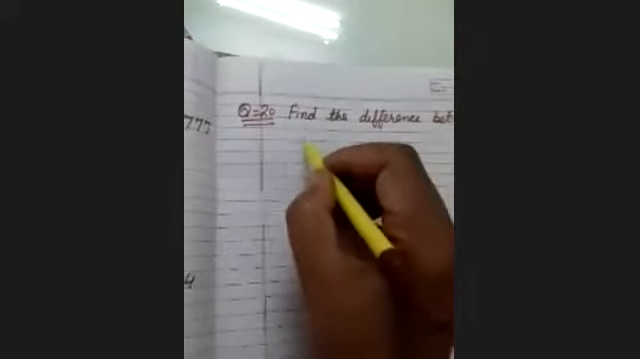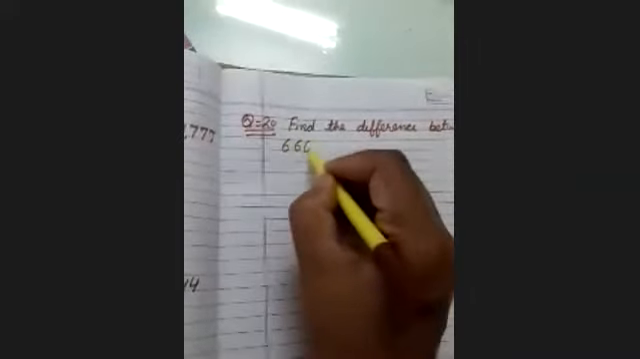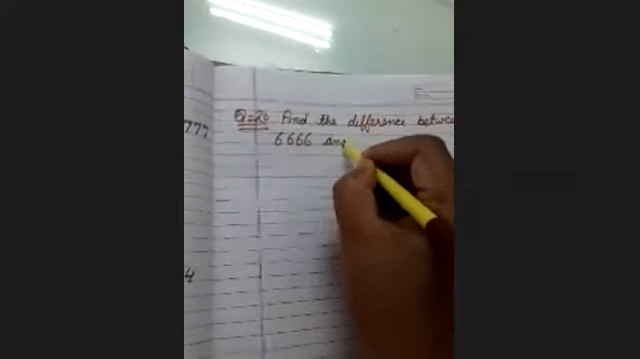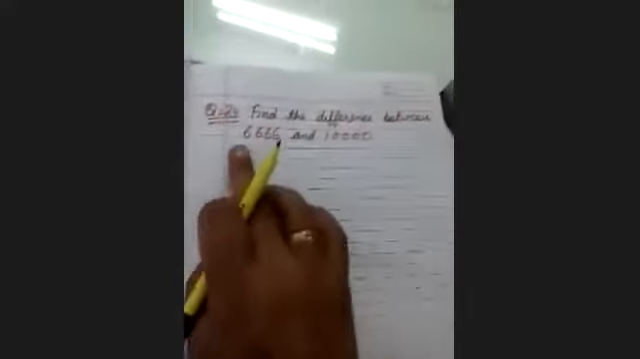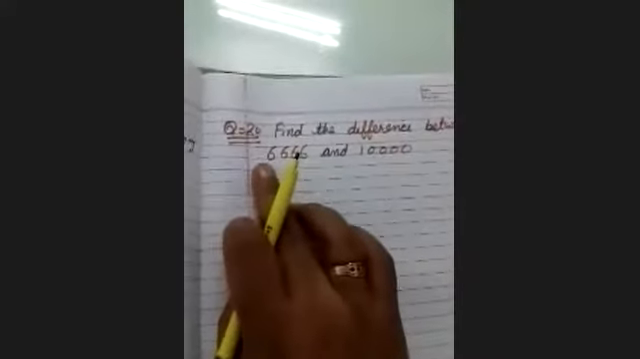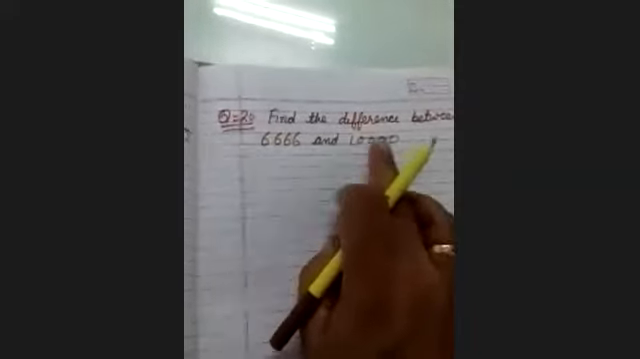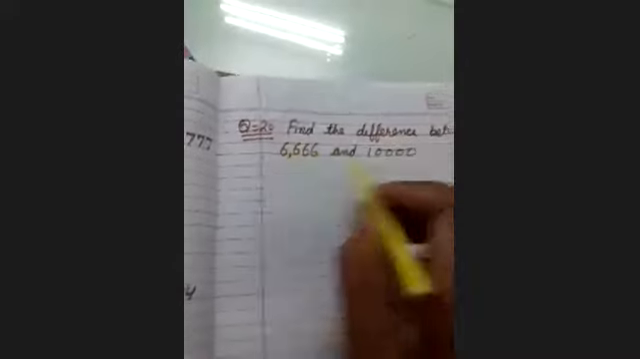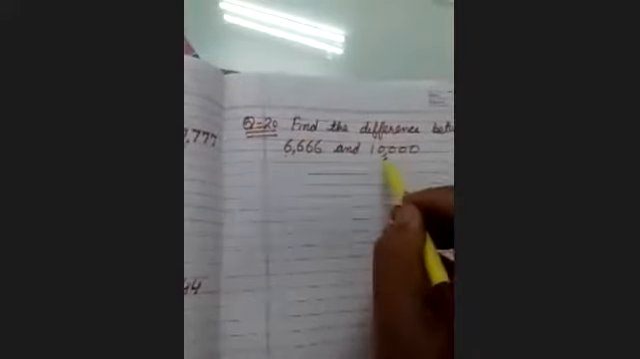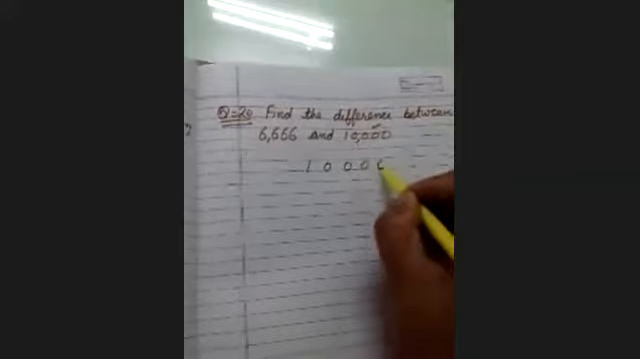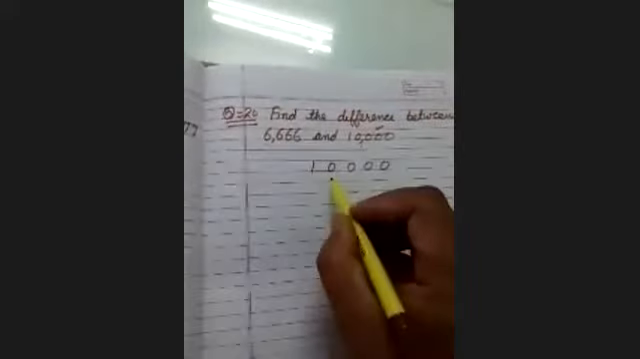Find the difference between 6,666 and 10,000. So, first we will compare these numbers. This is 6,000, this is 10,000. So, first we'll write this number 10,000. Now, subtract 6,666.